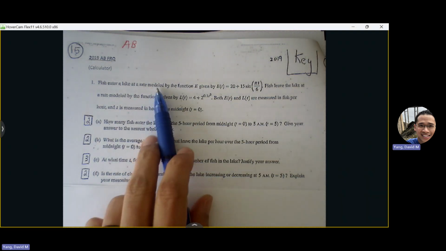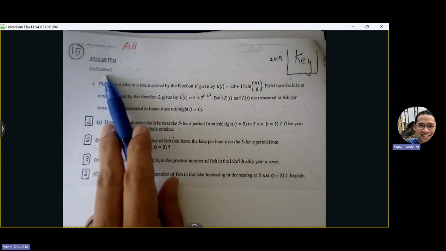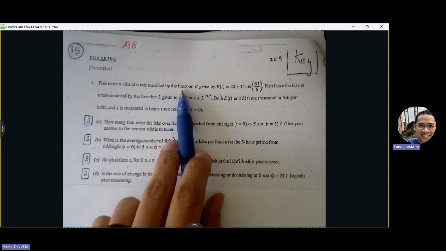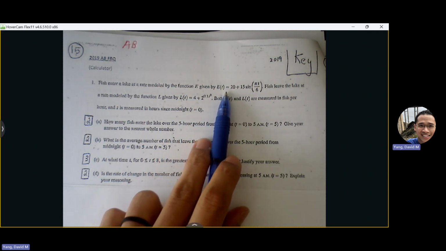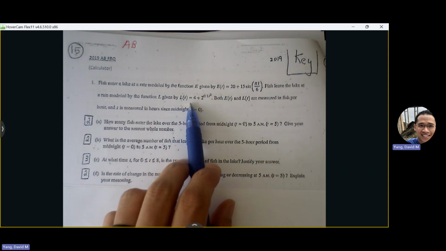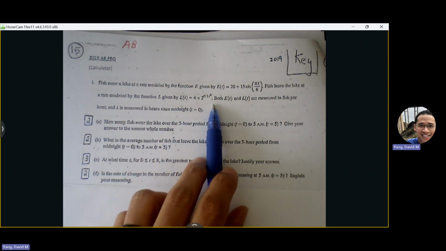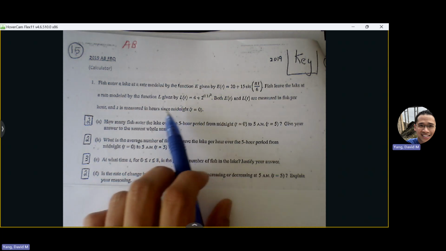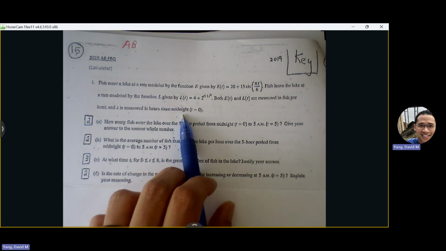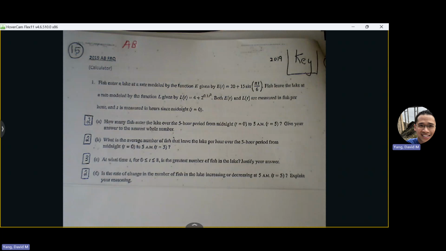Fish enter a lake at a rate modeled by, this is calculator, so number 1 and 2 will be calculated. Fish enter a lake at a rate modeled by function E, given by E of t. Fish leave the lake at a rate modeled by a different function, function L, L of t. Both E and L are measured in fish per hour, and t is measured in hours since midnight when t is equal to 0. So part A, how many fish enter the lake over the 5-hour period from midnight to 5 a.m.? Give your answer to the nearest whole number.